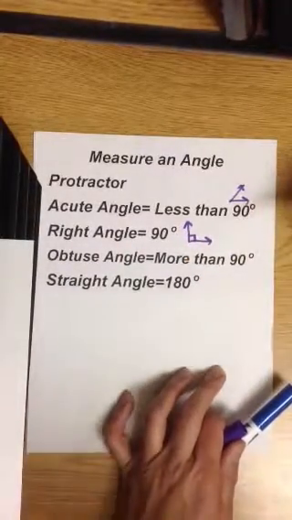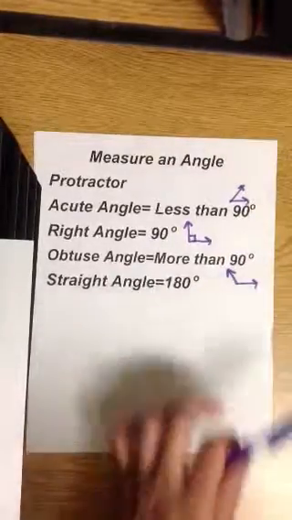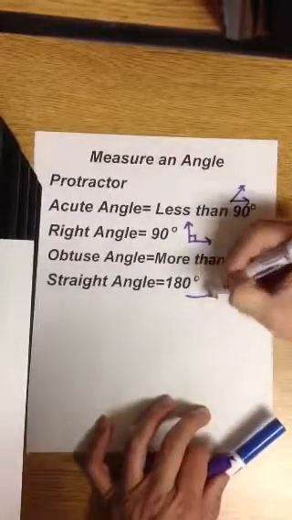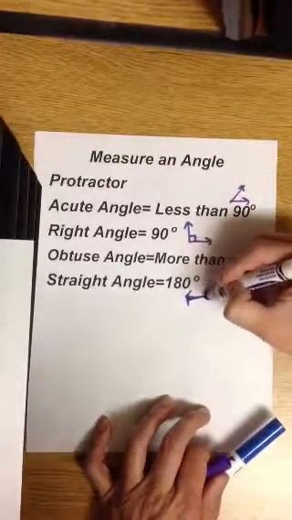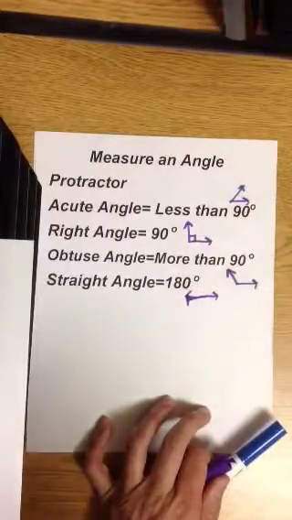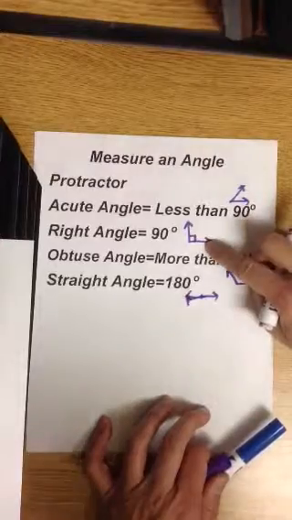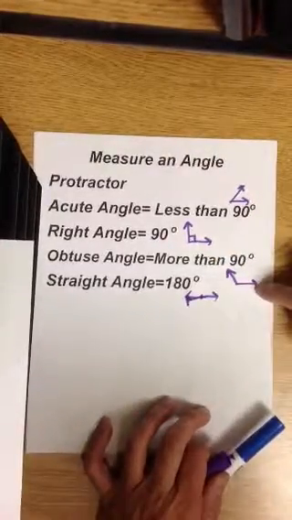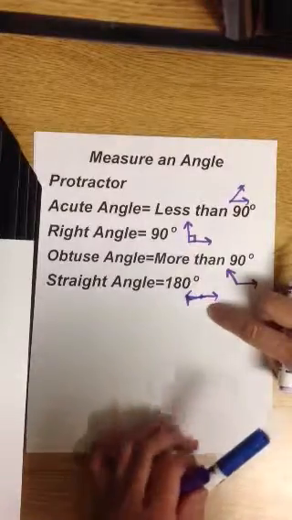An obtuse angle is a very wide angle. And a straight angle is just a straight line. Remember, it is composed of two adjacent right angles. If you put two right angles together, 90 plus 90 is 180. So, acute angle, less than 90 degrees. Right angle, 90 degrees. Obtuse angle, more than 90 degrees, and a straight angle, 180 degrees.